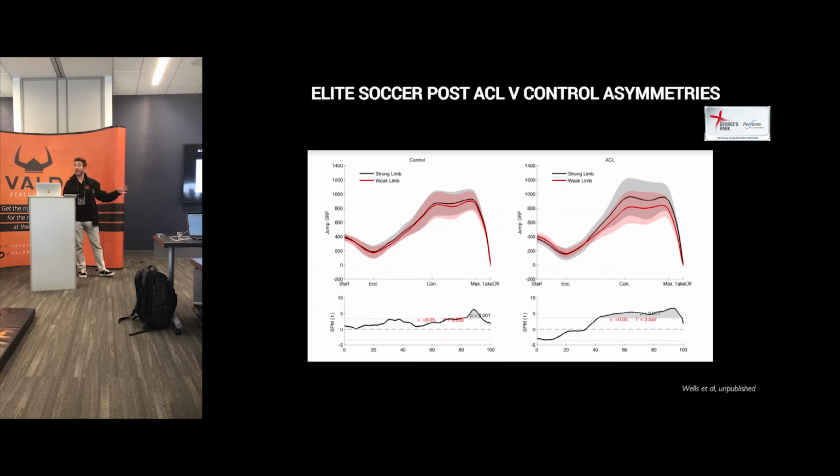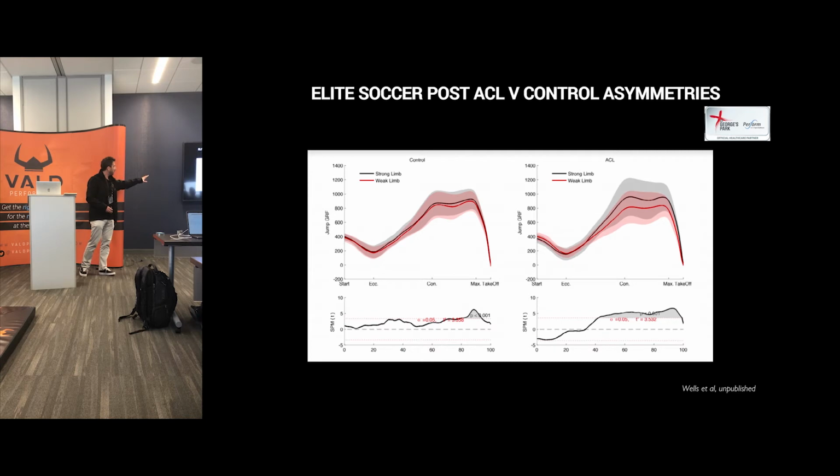This is another way of looking at it. This is grouped, 23 on the right-hand side, 23 post-ACL elite soccer players, and on the left, 23 elite. Sorry, not 23. I think it's more in the control group. And the reason I show that is because what you're seeing on the bottom part of that graph is the grey areas are where there was significant asymmetries in that force time curve. And all we're seeing here is the eccentric and the concentric phase. The landing's been taken out of that for the moment.